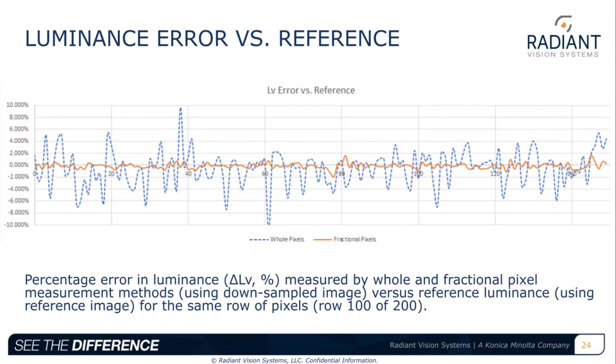The same data shown a different way is showing the percentage error in luminance as measured by the whole and fractional pixel method versus the reference. And here we can see the error of the traditional method is plus and minus 10%. However, the error of the fractional pixel method is more along the lines of plus and minus 1 or maybe worst case 2%.